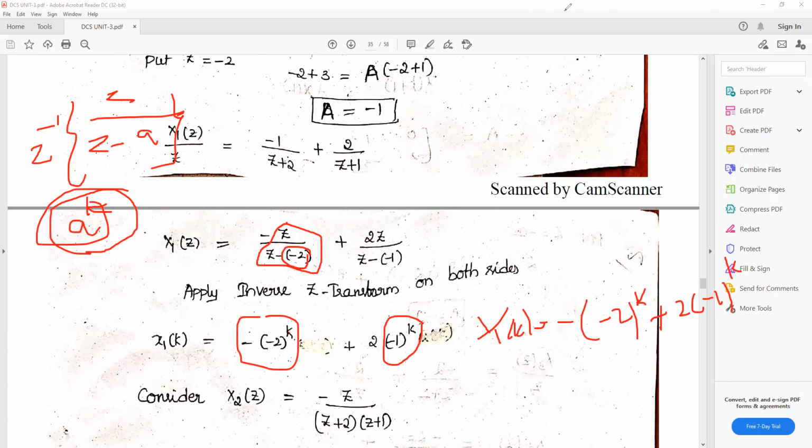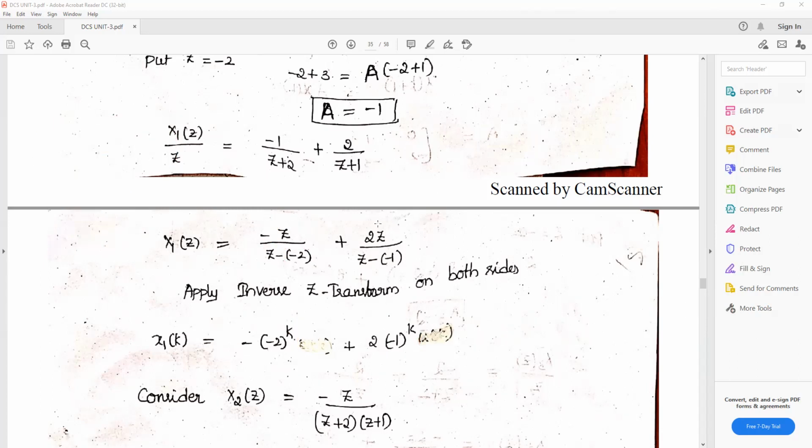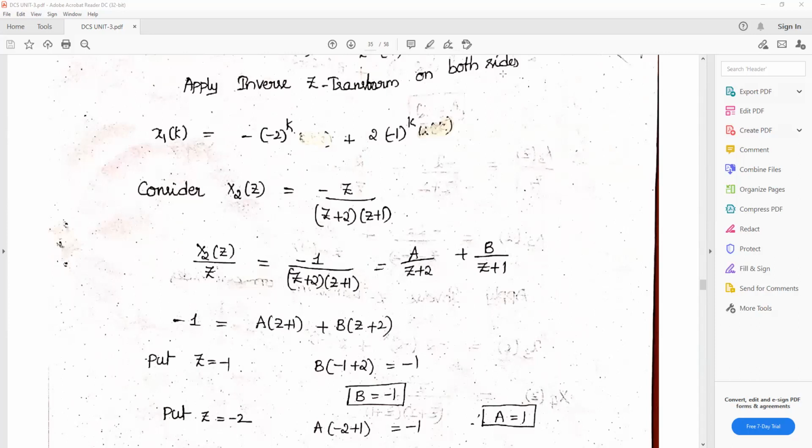And with the same procedure, calculate x2 of z. x2 of z is z by z plus 2 into z plus 1. Apply partial fractions: a by z plus 2 plus b by z plus 1. So take the LCM: a into z plus 1 plus b into z plus 2. Put z is equal to minus 1 one time, and put z is equal to minus 2 another time.